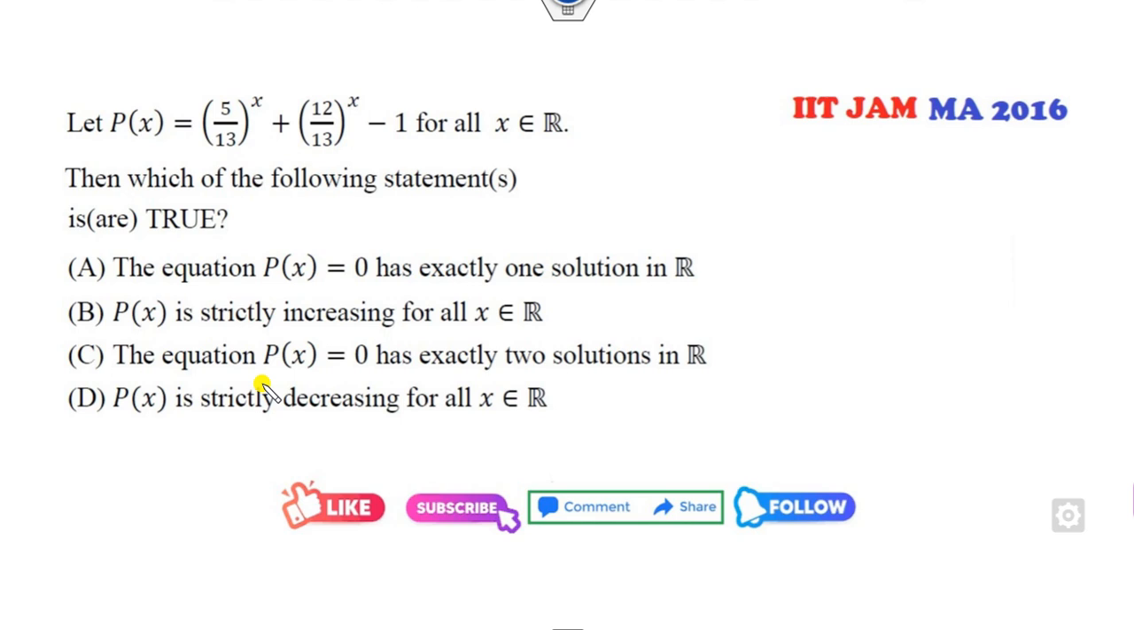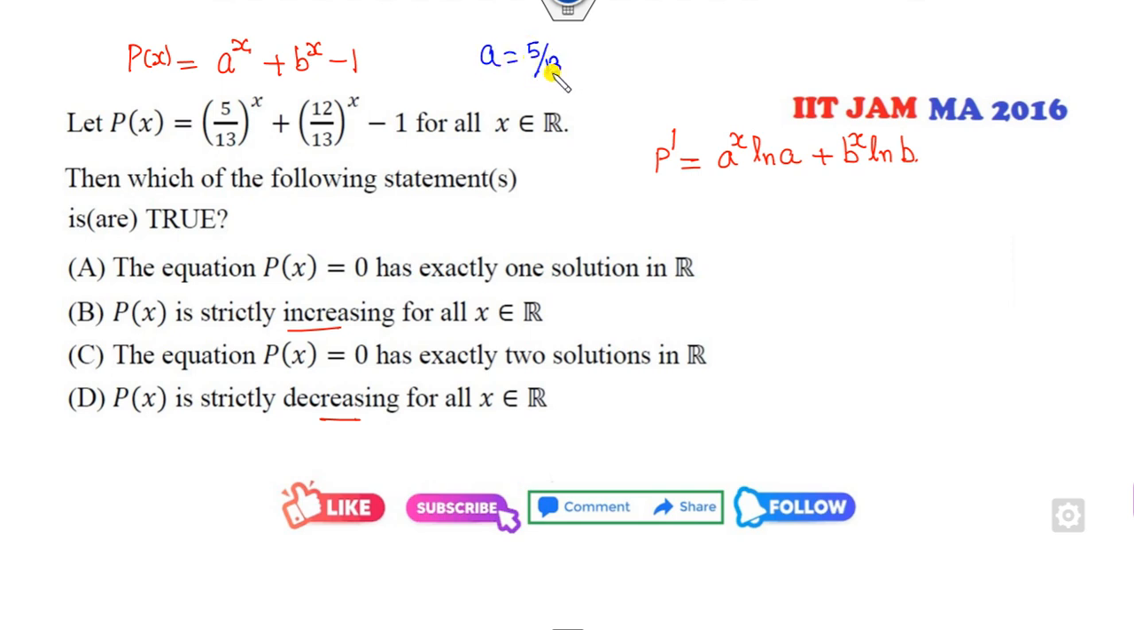Okay, which of the following is true: the equation is increasing, decreasing, has exactly one root. Okay, I consider this as a^x plus b^x minus 1. What is the rule for increasing and decreasing? You start from the derivative. So a^x ln a plus b^x ln b. Fine. So a is 5 over 13, b is 12 over 13.